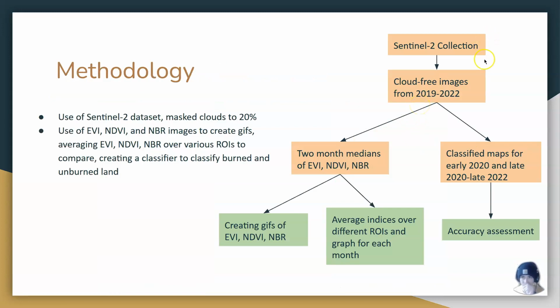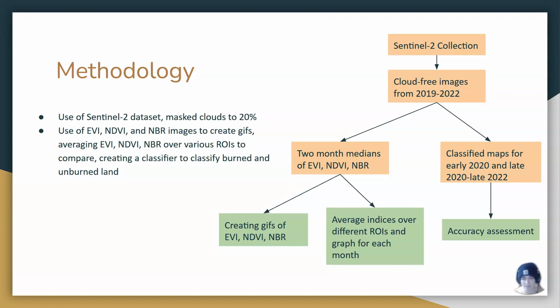So going from that, I went with a Sentinel-2 collection. I filtered this for clouds. I took 2 month medians of EVI, NDVI, NBR. The reason it was 2 months is 1 month had a lot of bits missing, so I had to do 2 months to fill those in, a larger time period.